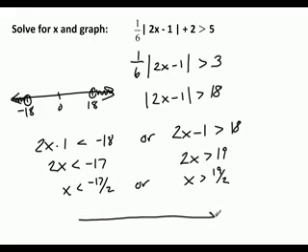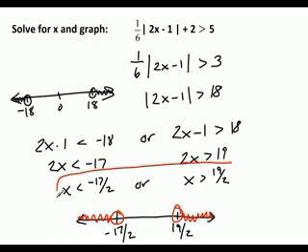So I'm going to graph this solution. Put down my two values. I know I have an open circle at negative 17 halves. I'm shading to the left. Open circle at 19 halves. I shade to the right. This would be my final answer.